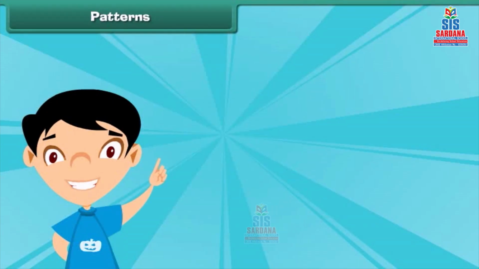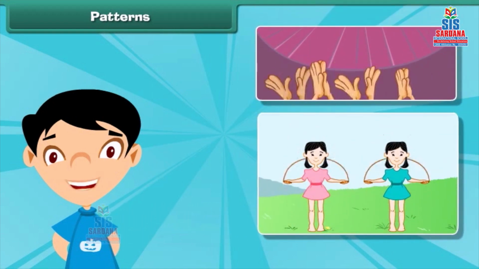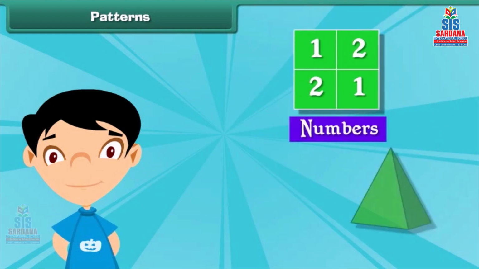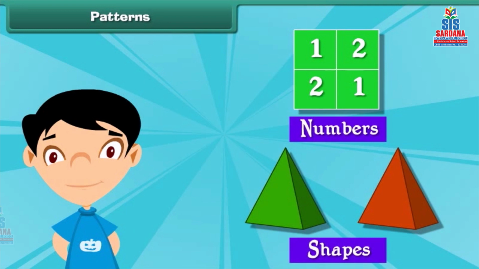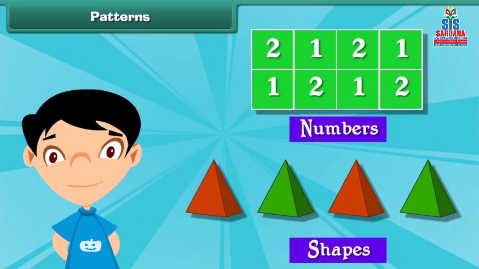There are patterns all around us. Even when you clap or jump in a specific order, you follow a pattern. Today we will learn about pattern of numbers and shapes. Pattern is a set of shapes or numbers formed by repeating it over and over again.